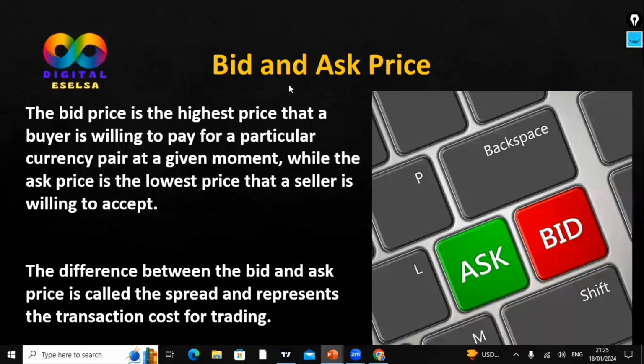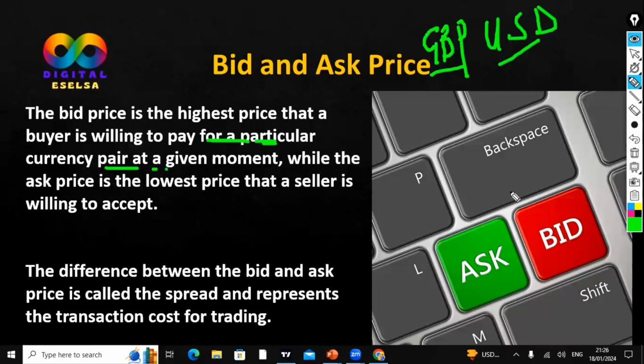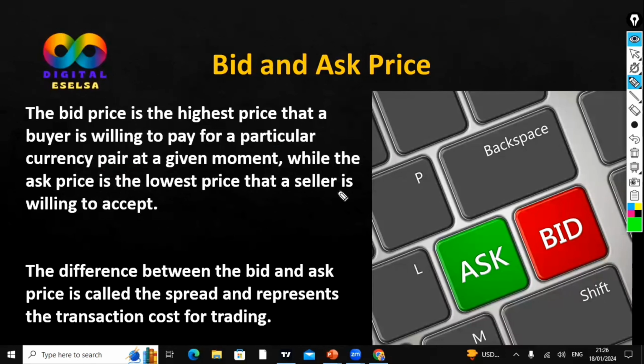Another important concept is bid and ask price. The bid price is the highest price that a buyer is willing to pay for a particular currency pair at a given moment, while the ask price is the lowest price that a seller is willing to accept. The difference between the bid and the ask price is called the spread, and this represents the transaction cost of trading. So people will ask me, how do brokers make money? Brokers make money from spread, right? The difference between the bid price and the ask price is the spread.